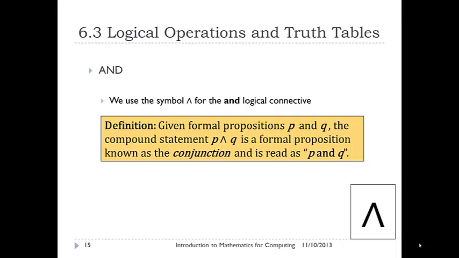So let's just take a definition again. We're given formal propositions P and Q. That just means that we can assign a truth value to P and a truth value to Q, and P and Q both represent statements, propositions that we're actually using. The compound statement P and Q is a formal proposition itself, so P and Q can also be assigned a truth value of either true or false. This is known as the conjunction, and we read it as P and Q.